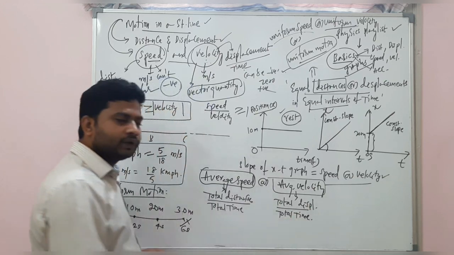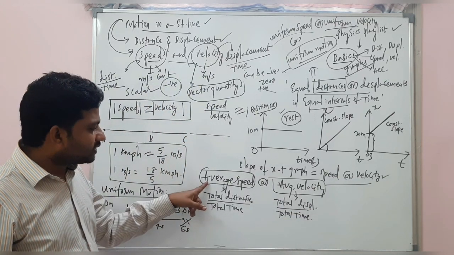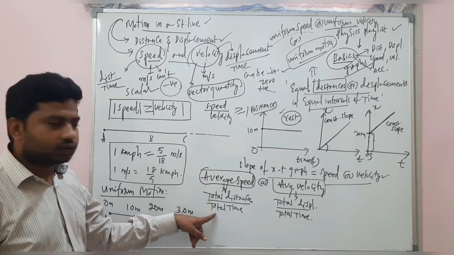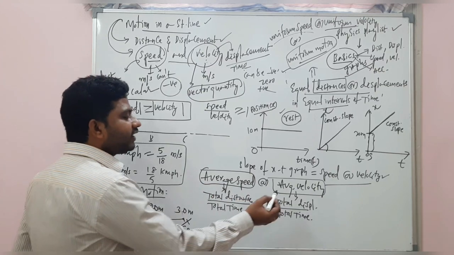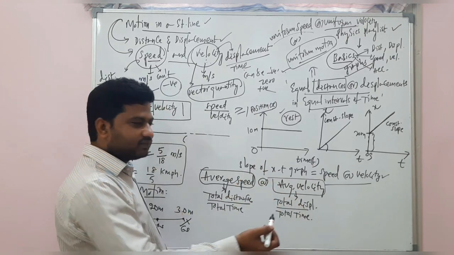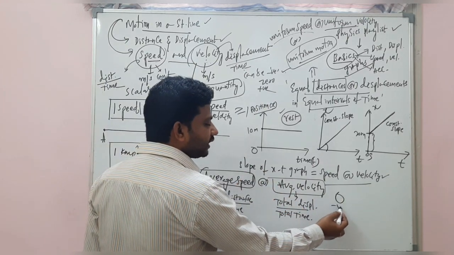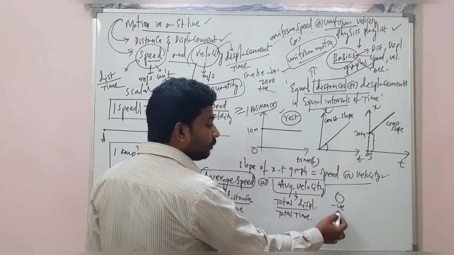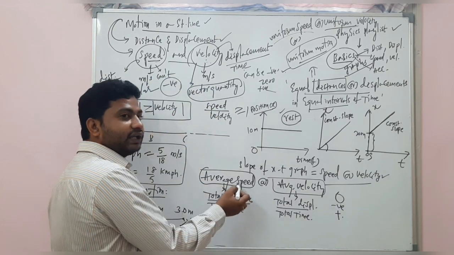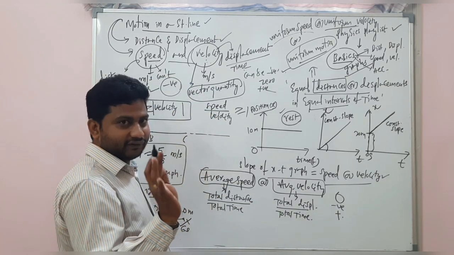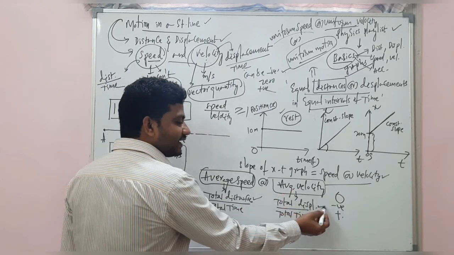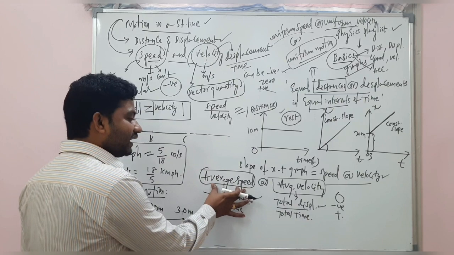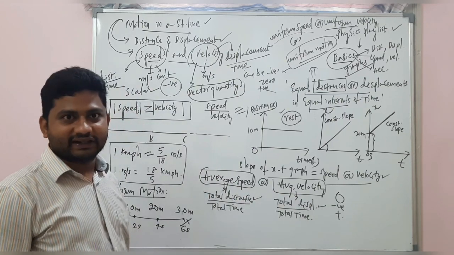Whenever I say average, you must consider the total by total, total by total. Here also the same thing. Average velocity of a body can become 0, can be negative, and can be positive. Average speed can never be negative. Understand? Because it is distance and this is displacement, it is a scalar quantity and it is a vector quantity.